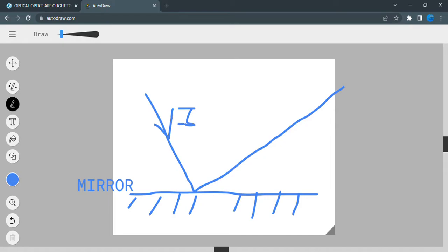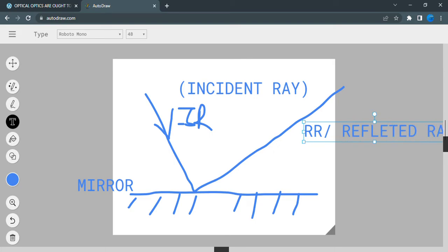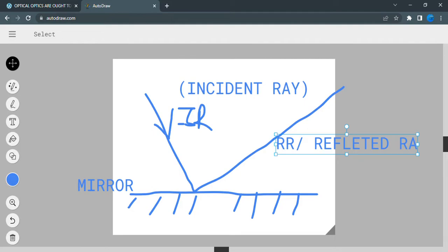This is the IR, or the incident ray, and this is the RR, or the reflected ray. The reflected ray is what comes back when light bounces off the mirror, while the incident ray itself falls on the mirror.